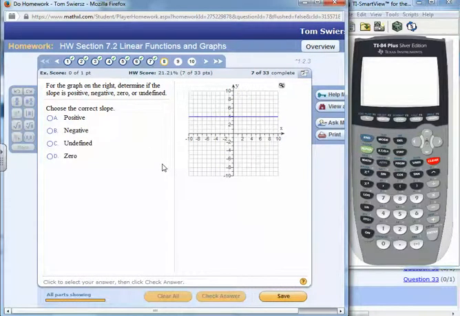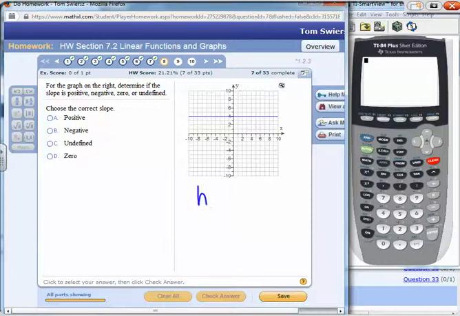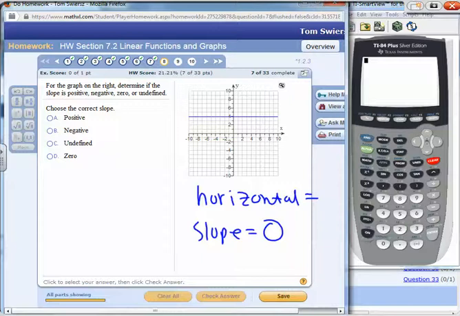Homework exercise number 8. This line right here is going straight across. It's not rising or going down at all, so obviously it's a horizontal line. Now notice what? You're never going up, you're never going down. So for a horizontal line, the slope is equal to 0. Okay? So for a horizontal line, the slope is equal to 0.